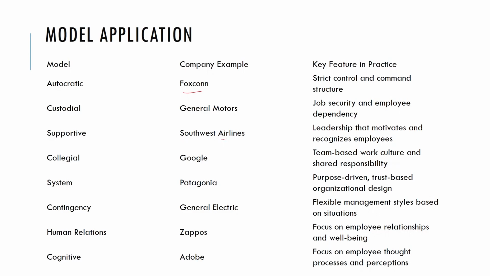Zappos uses the human relations approach, where they keep the well-being of their employees in mind and focus on employee relationships. And in today's time, Adobe is using this cognitive style, where we want our employees to be thoughtful, to have an understanding of the situation, where we need not tell them, they perceive the situations in the right manner and work accordingly. So I hope these OB models are all clear to all of you, from the basic understanding of the autocratic model to the cognitive style of managing the organization.